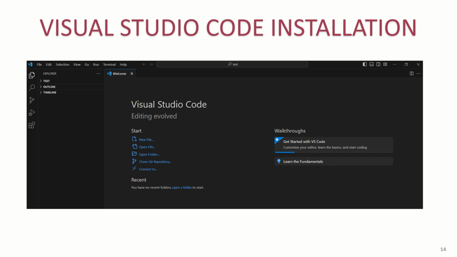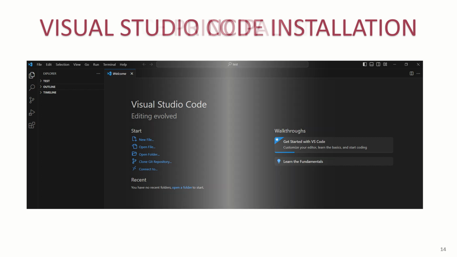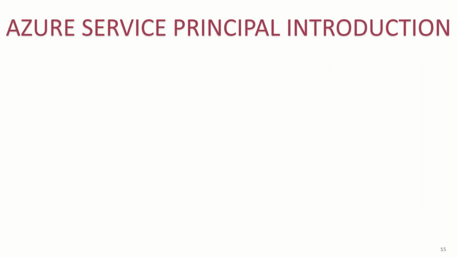So now we are done with installation of Terraform, we are done with installation of Visual Studio Code. Post completion of this, now let us understand what is this Azure service principal. So in case of Azure, when we want Terraform to create some resources on Azure, Terraform directly cannot connect to Azure. So there should be some kind of connection established.